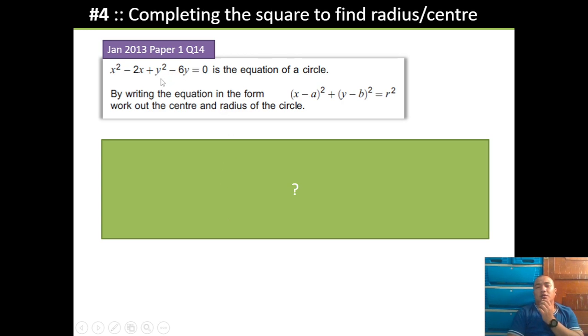Next. Ito naman, completing the square to find the radius and center from the general form of the equation of a circle.